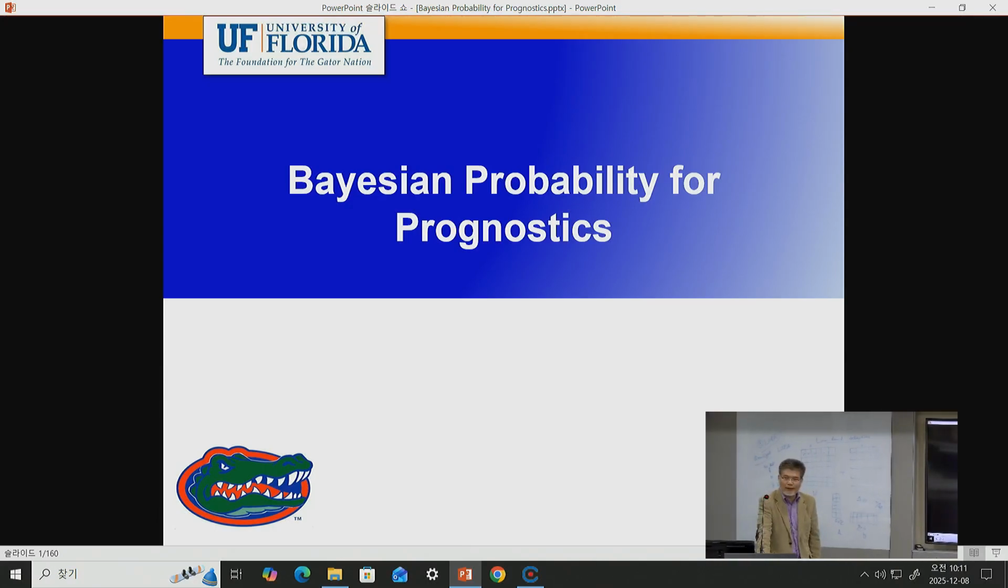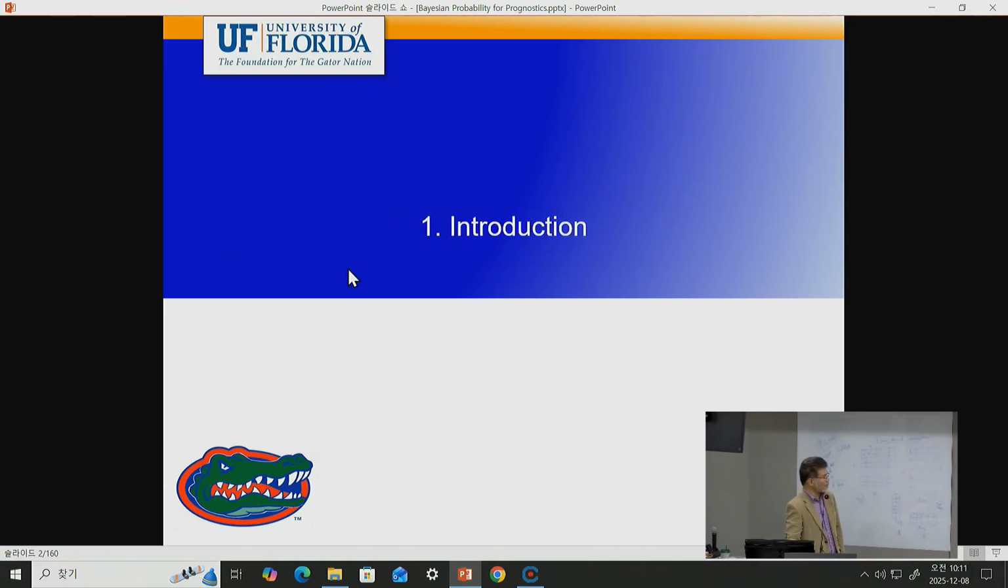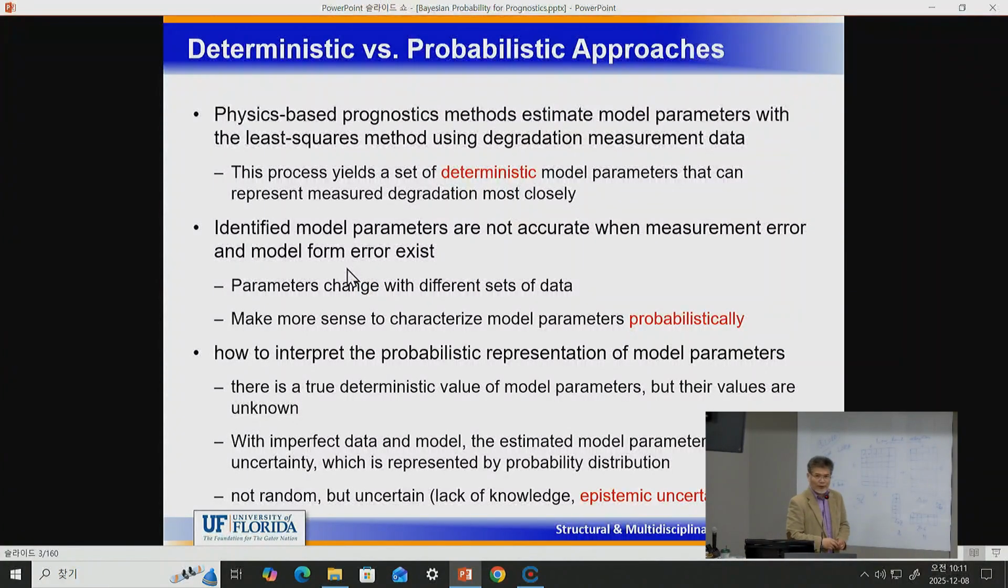So this week, I try to introduce the concept called the Bayesian probability and try to apply that probability to the prognostics. My name is Nam-ho Kim. I'm from the University of Florida, and I grew up in Busan when I was young, so this is my hometown. So let's start with the introduction.